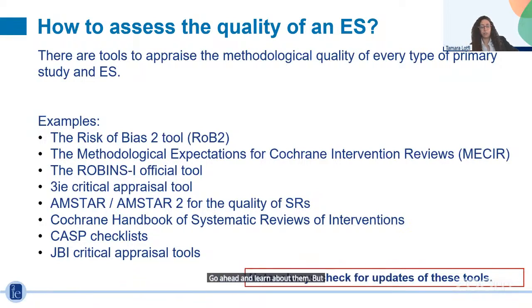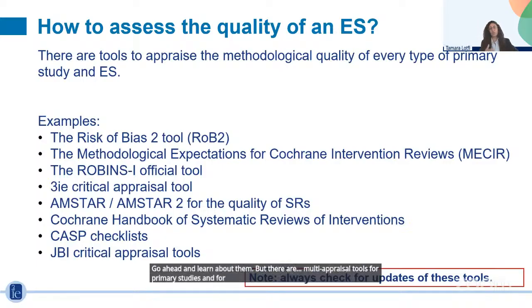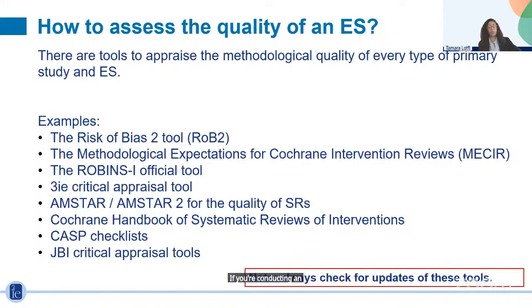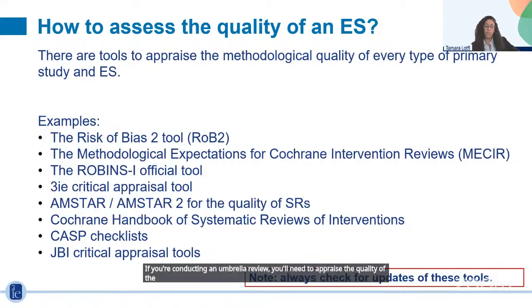But there are quality appraisal tools for primary studies and for evidence synthesis. So if you're conducting an evidence synthesis, you'll need to appraise the quality of the included primary studies. If you're conducting an umbrella review, you'll need to appraise the quality of the systematic reviews. And so there's a long list of those.